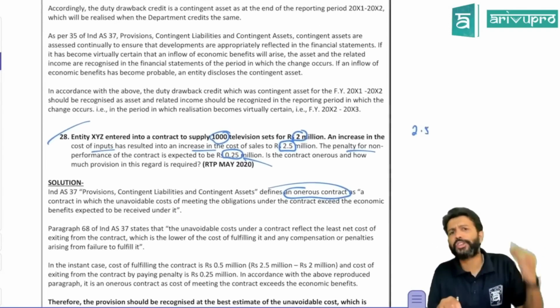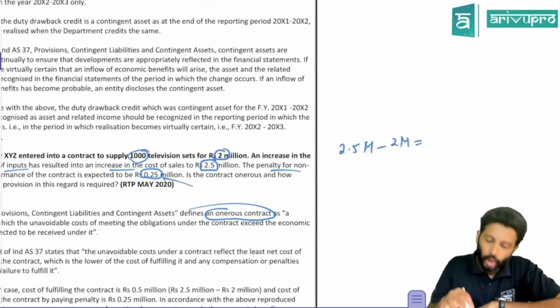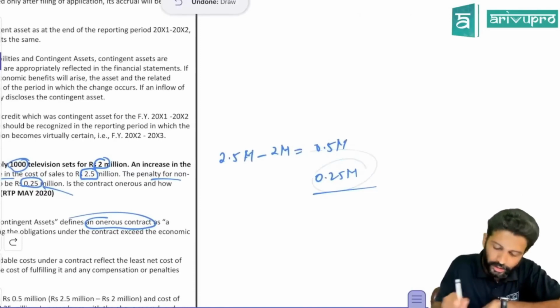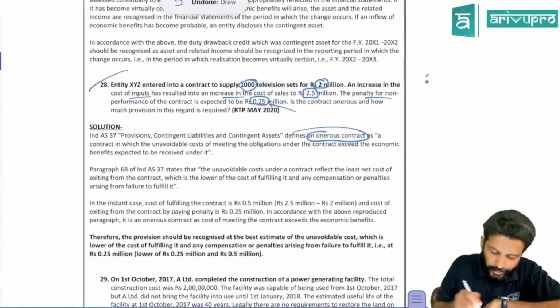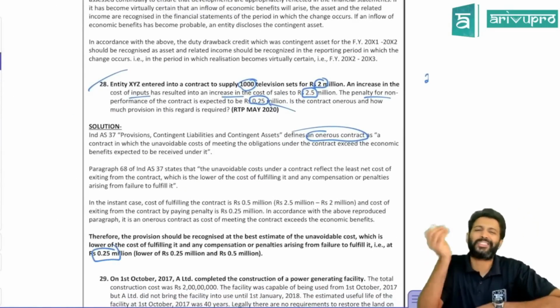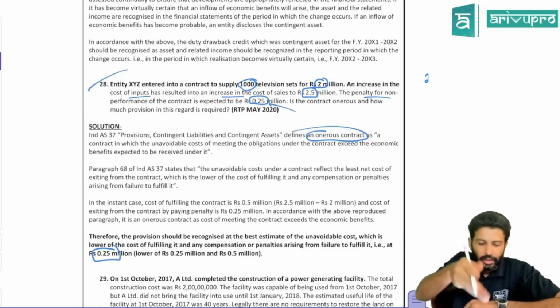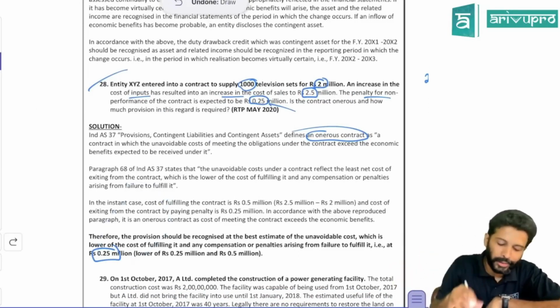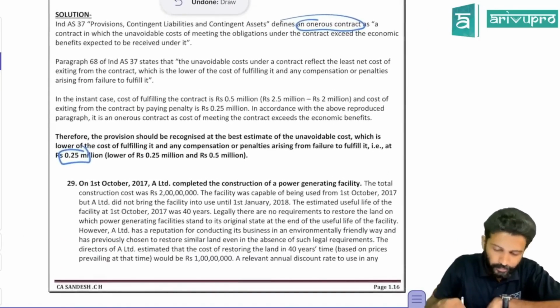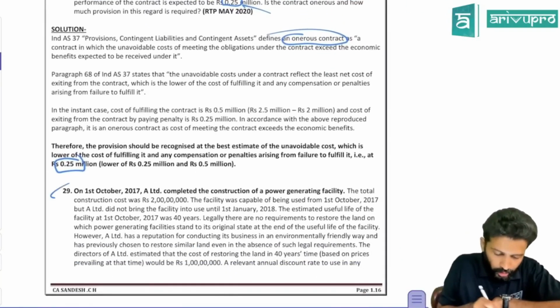And for an onerous contract, should we make provision? Yes. At what amount? The lower of two amounts. Which is the lower of the two amounts here? 0.25. So in this case, we have to make a provision for 0.25 million as it is an onerous contract. Right, onerous contract definition, facts of the case, and finally conclude that we need to make a provision of this much. Okay. All right.